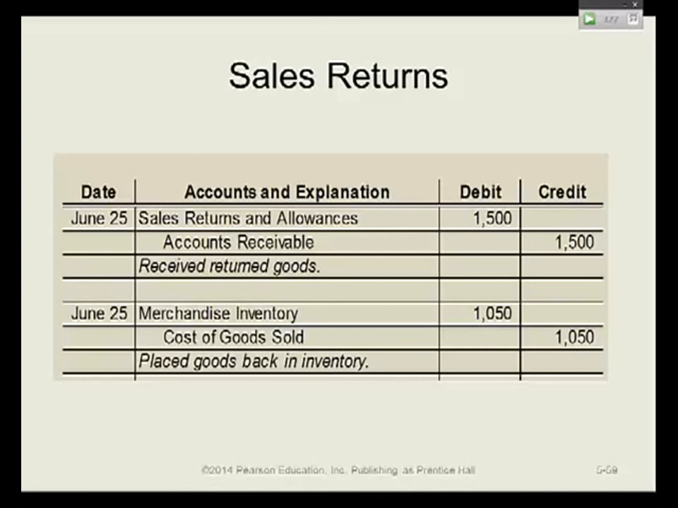Now, the reason why you have 2 entries, unlike services, is that you're now dealing not only with a selling price, but you're dealing with a cost. So it's restocked, put back into inventory.